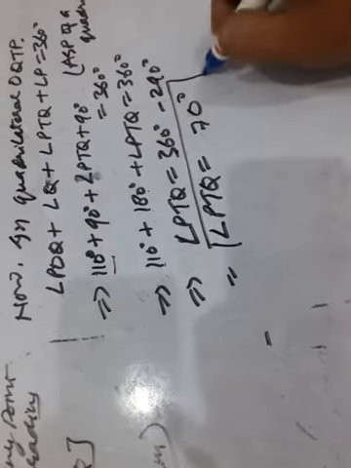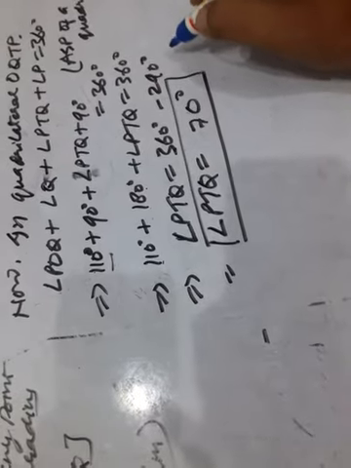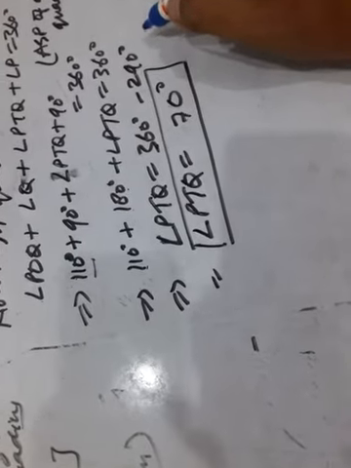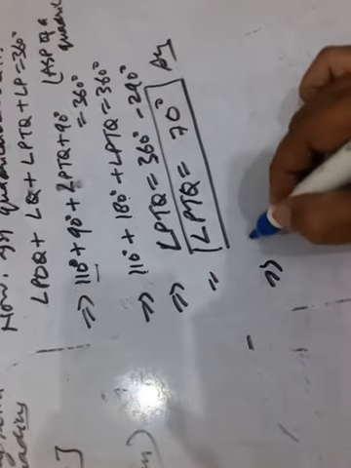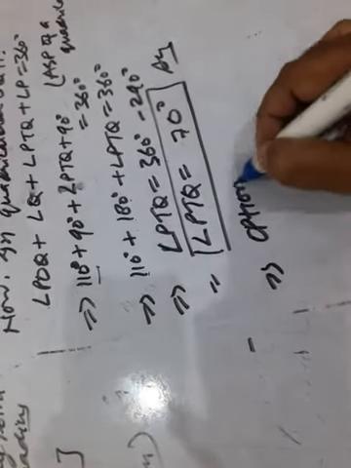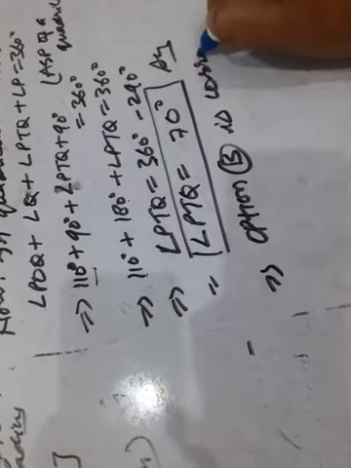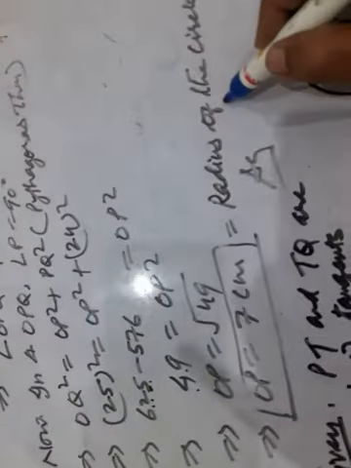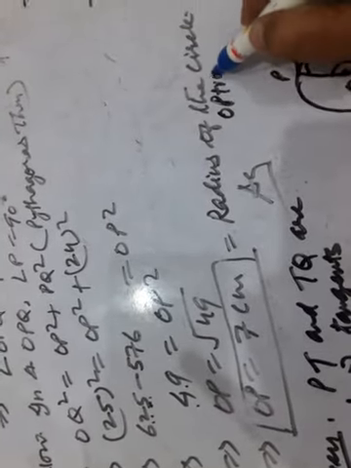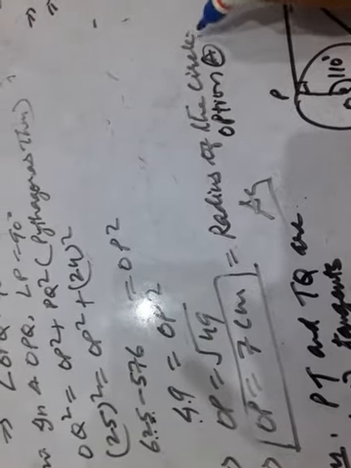So angle PTQ equal to 70 degree, and 70 degree is an option, that is option B is correct. That is your answer. Option B is correct. Okay, children. In the first question, which option was correct? That is 7 centimeter. Option A was correct here. In the first question, option A is correct.